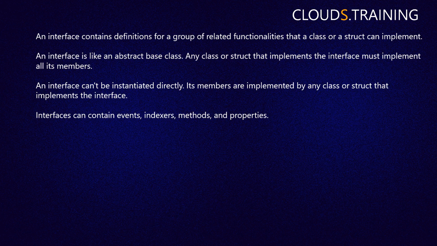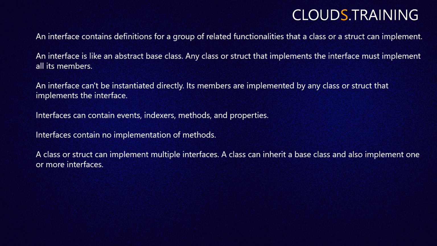Interfaces can contain events, indexers, methods, and properties. These properties and methods need to be overridden in the child class. An interface contains no implementation of the methods. When we compare this with an abstract class, an abstract class can have the implementation of the methods. However, in interfaces, we cannot have any implementation of the methods, and the child classes that are inheriting from this interface must implement all the methods defined in the interface.